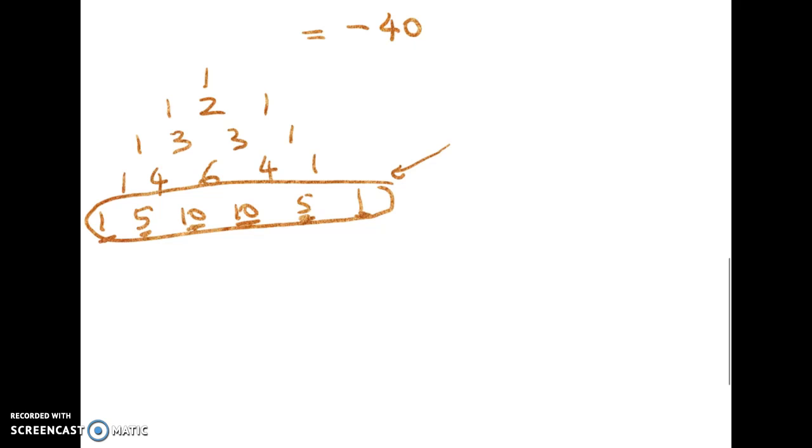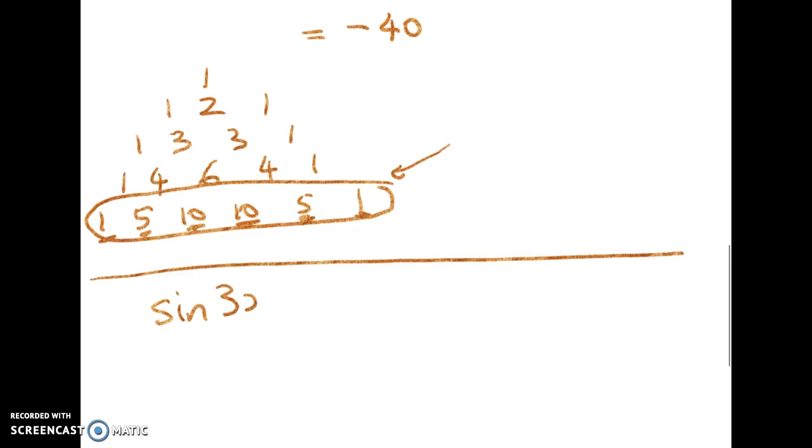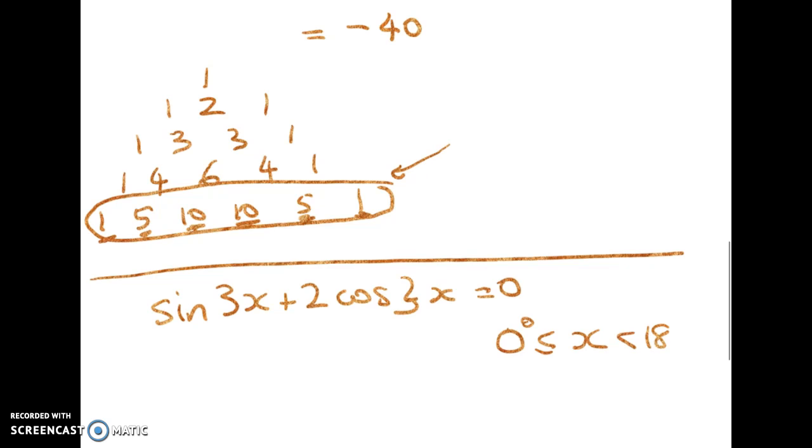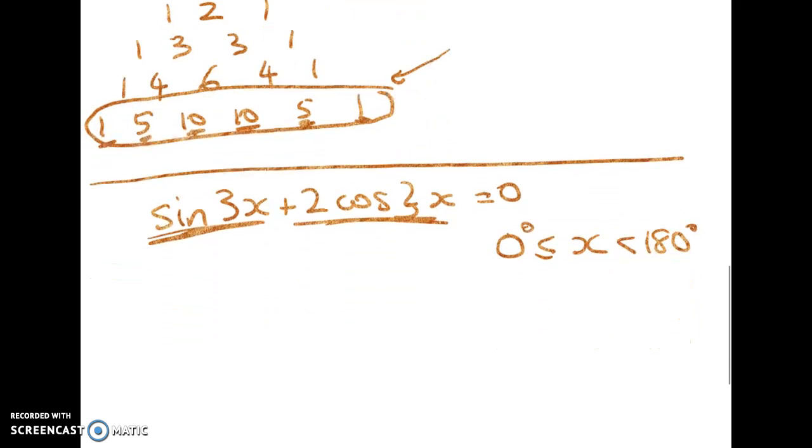Now the second one was a trig equation. We were asked to solve sine 3x plus 2 cos 3x is equal to 0, and we were looking for values in degrees between 0 and 180. So there are a few things to notice here. If you're doing this and you've done A-level and level 3 trig, this should feel really, really easy, but it wouldn't have a year ago.